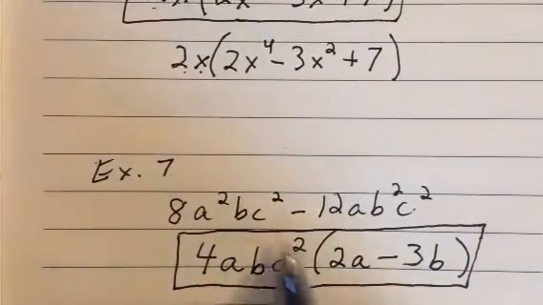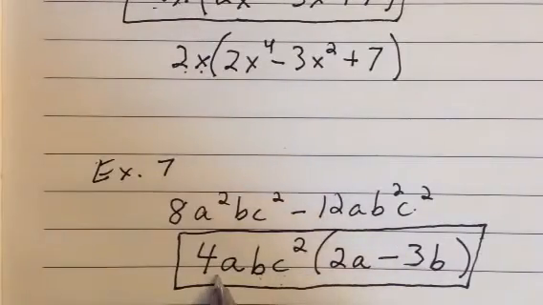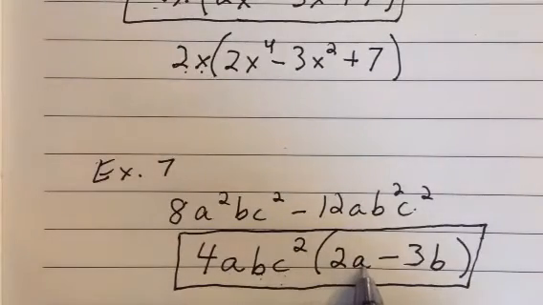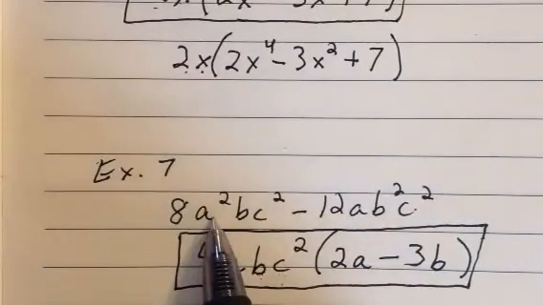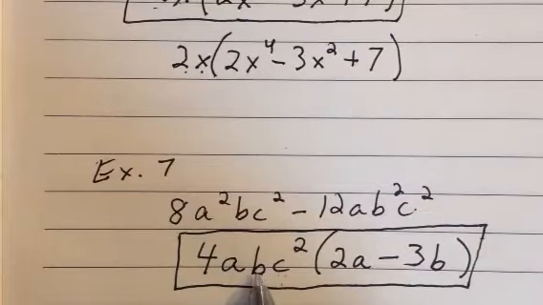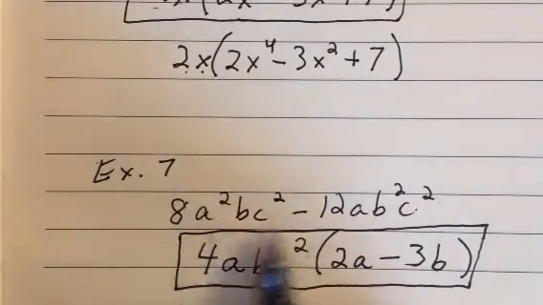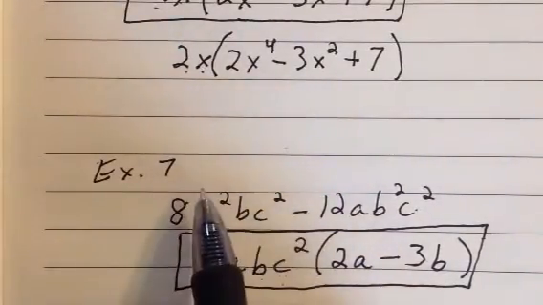Okay, so I pull all this out. What times the 4 gives me 8, and that's 2. A times another a to give me a squared. I don't need another b, and I don't need another c. But if you distributed this, it would give you that back.